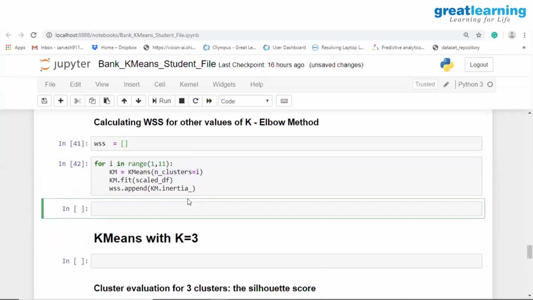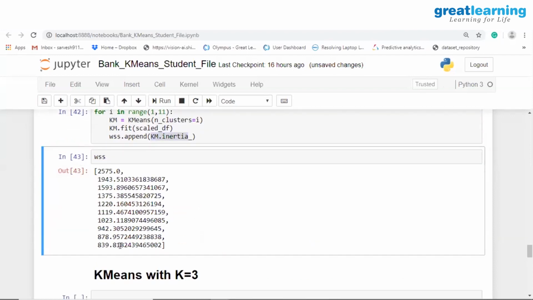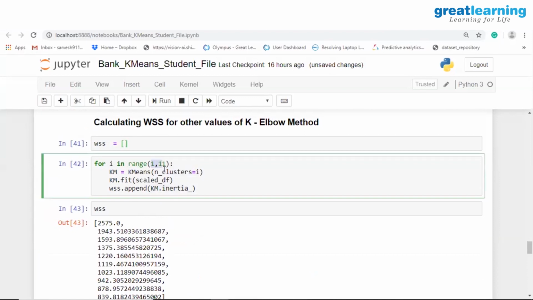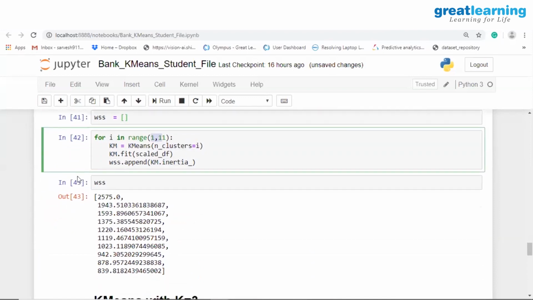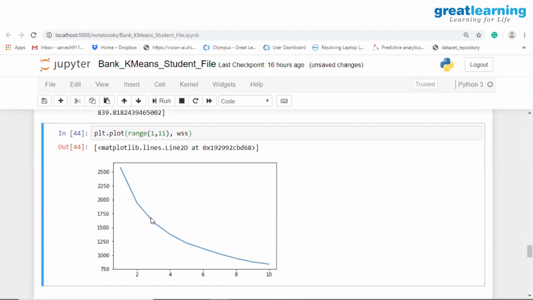Right now, if I give WSS, in the WSS it is going to append all the inertia values, and I have the WSS values here for the K values 1 to 11. 1, 2, 3, 4, 5, 6 up to 11 it is going to have. Now what is the command to plot? It is always plt.plot to plot it, and plt.show to show the plot. For the range 1 to 11, show me all the WSS values.